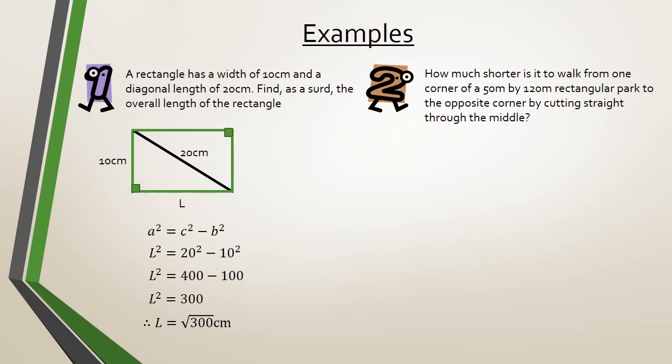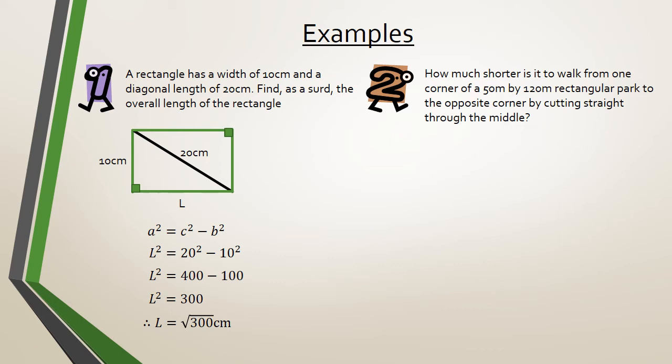We've answered the question because the question asked for it as a surd, so we must leave it as the square root of 300. Example 2. How much shorter is it to walk from one corner of a 50 metre by 120 metre rectangular park to the opposite corner by cutting straight through the middle? Let's read it again to make sure we understand. How much shorter is it to walk from one corner of a 50 metre by 120 metre rectangular park to the opposite corner by cutting straight through the middle?